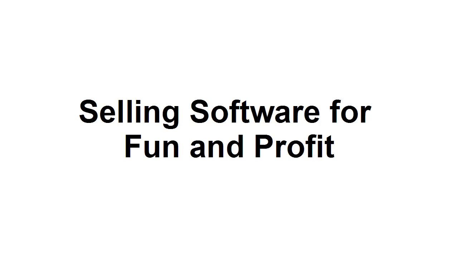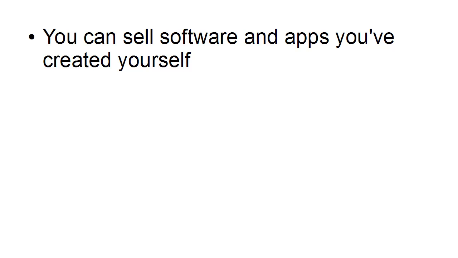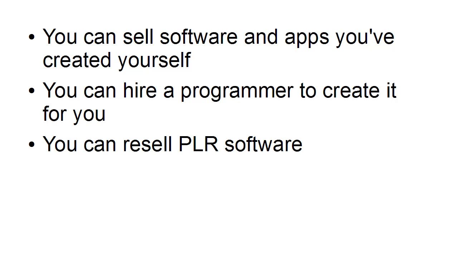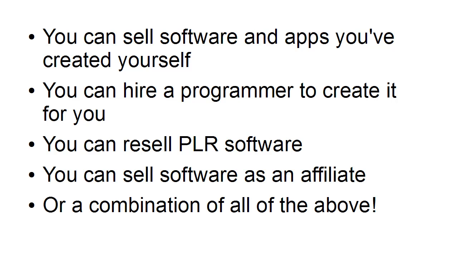In this video, I'm going to give you some pointers on selling software for fun and profit. Now, there's lots of different types of software that you can sell. You can sell software and apps for PCs, for Macs, for smartphones, or for tablets. And you can sell software and apps that you've created yourself. You can hire a programmer to create it for you. You can resell PLR software. You can sell software as an affiliate, or you can sell a combination of all of the above.